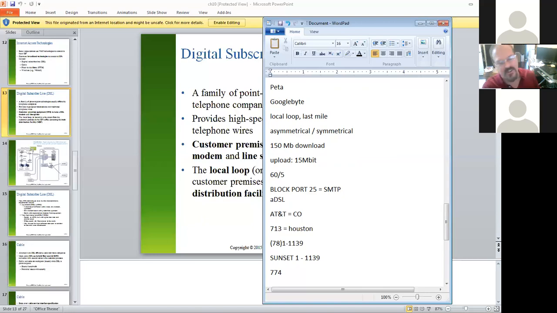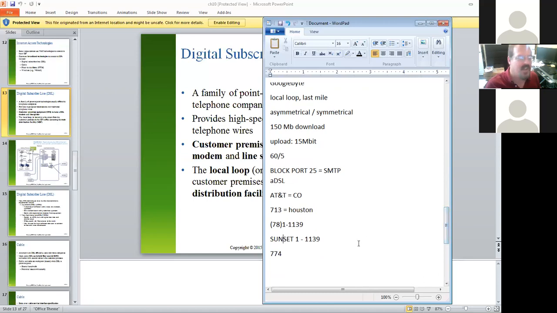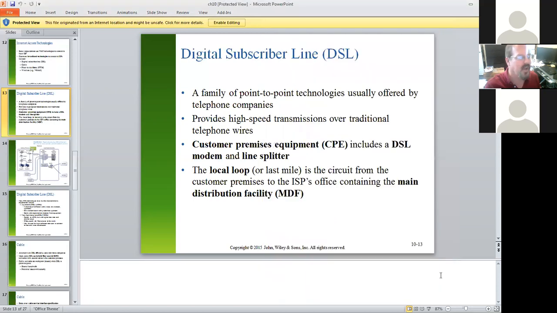So I challenge you guys, this is not homework, but I challenge you to see if you can find a CO in town and see geographically where it is, because they're all named different things that we remember. There's Sunset, Buffalo, Prescott, Oxford, which is up in the Heights area. Semi-interesting stuff. But basically those COs have been turned into the points of presence for DSL and internet service providers now.